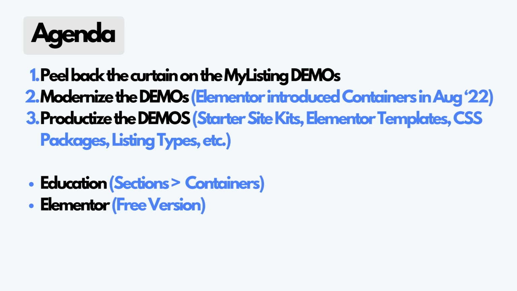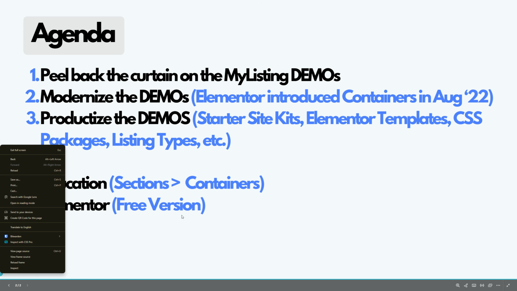We can talk about it, but the old sections and columns are not only slower as far as performance on the front end of your site, but also it's just not a great way to build. There's a reason they converted to containers. It's not just faster, it's just better, easier for design. And again, like I said, we're going to do this all in Elementor's free version. So any templates that come from this will be free because they're built with the free version of Elementor.